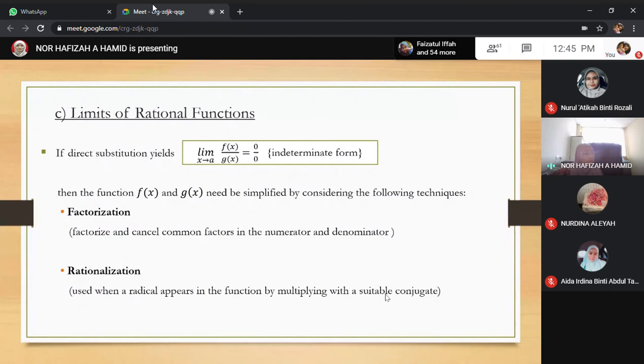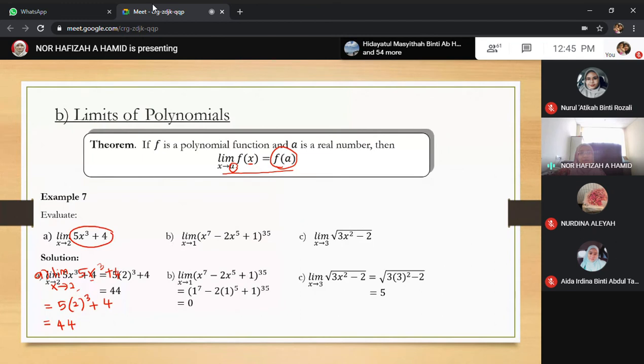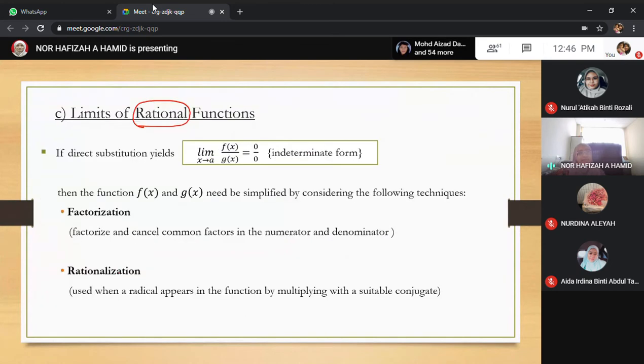Okay, tapi untuk C, limits of rational function. So rational function ni also for fraction. So sekarang kita nak consider kalau function tu in terms of fraction. Dia different compared to example 7. Kalau you tengok example 7, dia bukan fraction. Okay, so kalau bukan fraction maknanya you terus substitute je value. Tapi kalau function tu in terms of fraction, dia ada several cases dia.